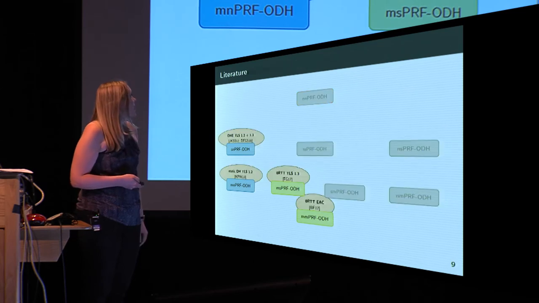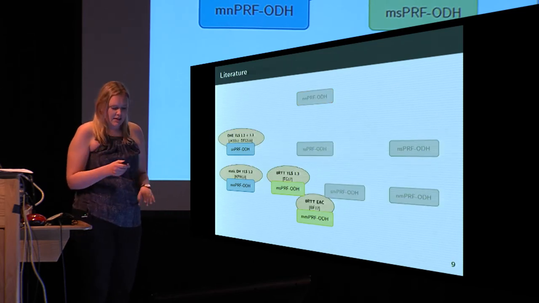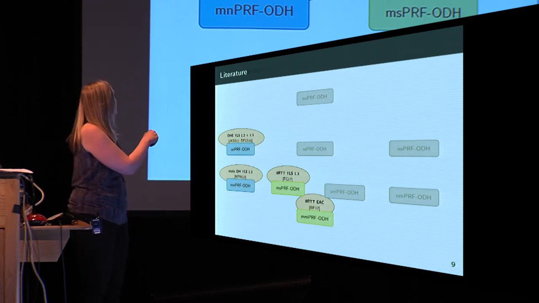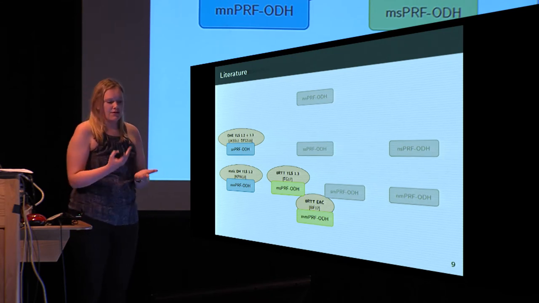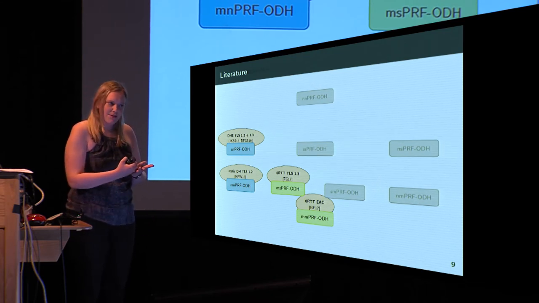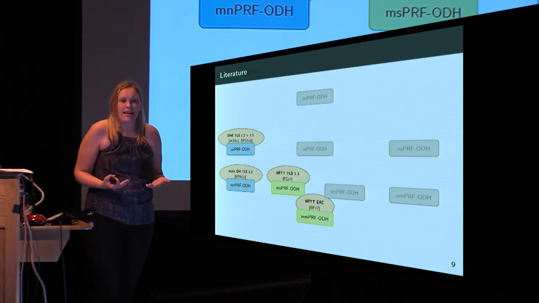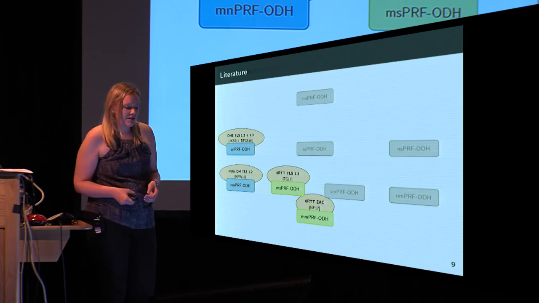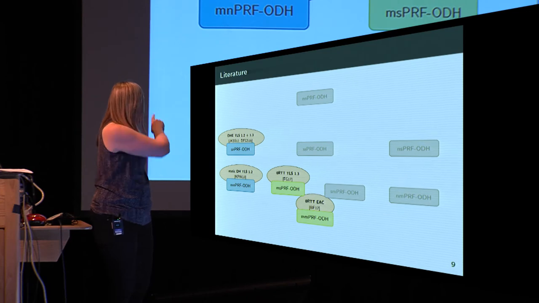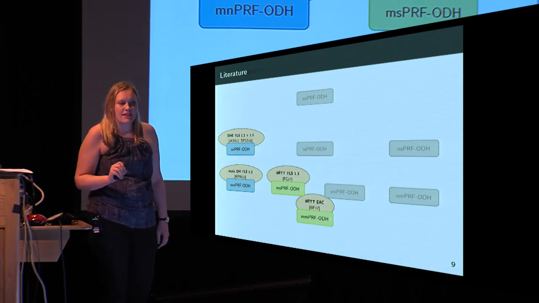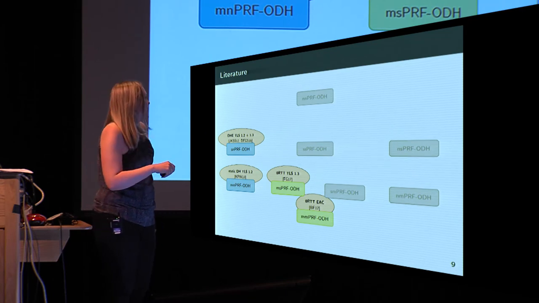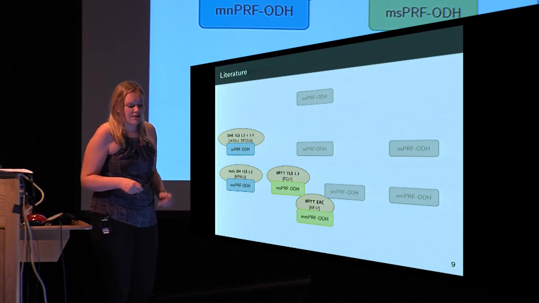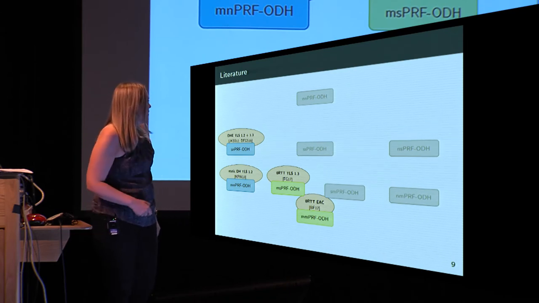In the literature, we've seen only a subpart of this, so these four notions down here. For example, the SNPRF-ODH, single query to the left oracle, no query to the right oracle, was used when analyzing ephemeral Diffie-Hellman handshakes, both in TLS 1.2 and 1.3. And if you go down, you have the MNPRF-ODH. This is then for static Diffie-Hellman, and also we had some analyses on low latency key exchange modes, and then you have these where both oracles are in there.